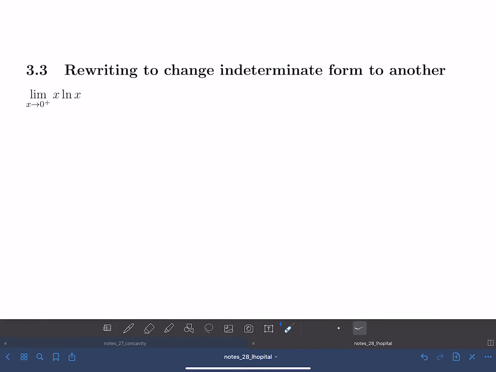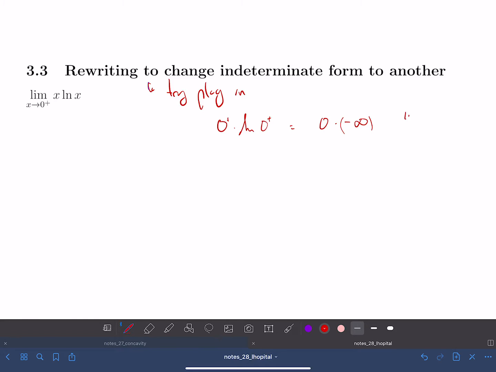Time for another problem. This is an interesting one. I really like this problem. So if I just try plugging it in, I'm going to have 0 from the right times the natural log of 0 from the right. From the left, it's not defined, so it's important that it's from the right. That's the only reason I'm really doing this. Is equal to 0 times minus infinity. I'll put parens in there. That's an indeterminate form.